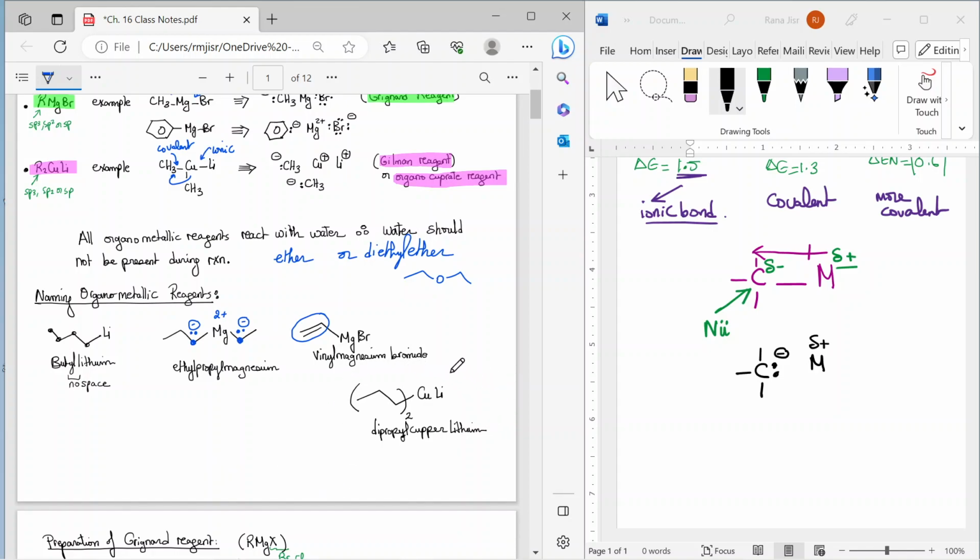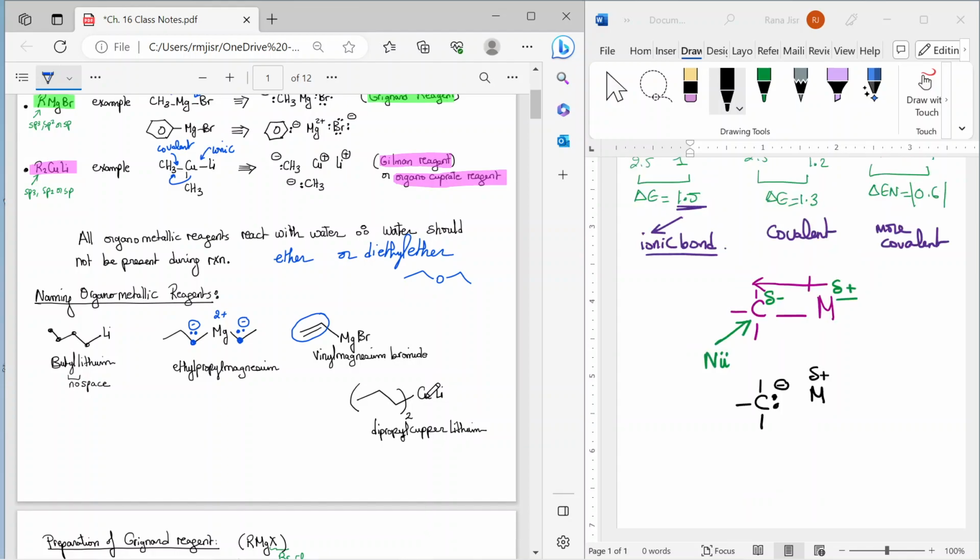Here's an example of how to name a Gilman reagent. Gilmans are always going to have R groups that are the same, two of them, so please couple them with the prefix di. So there's going to be a dipropyl, and then you name the metal that is higher in electronegativity than the lithium at the end. This one is lower in electronegativity.